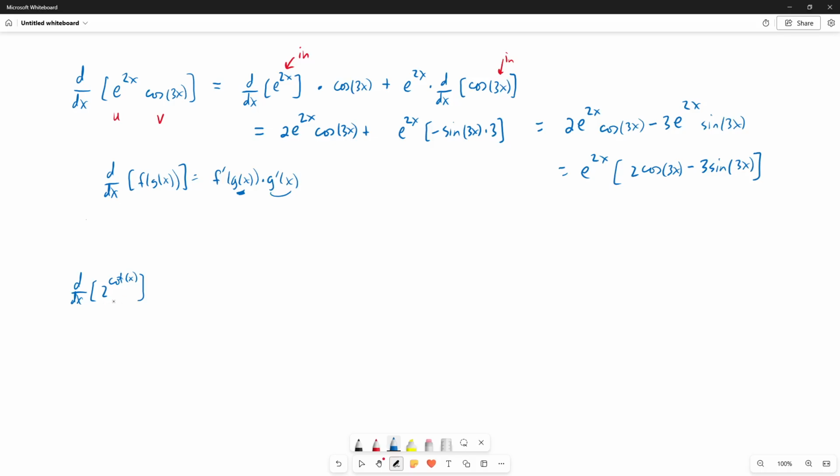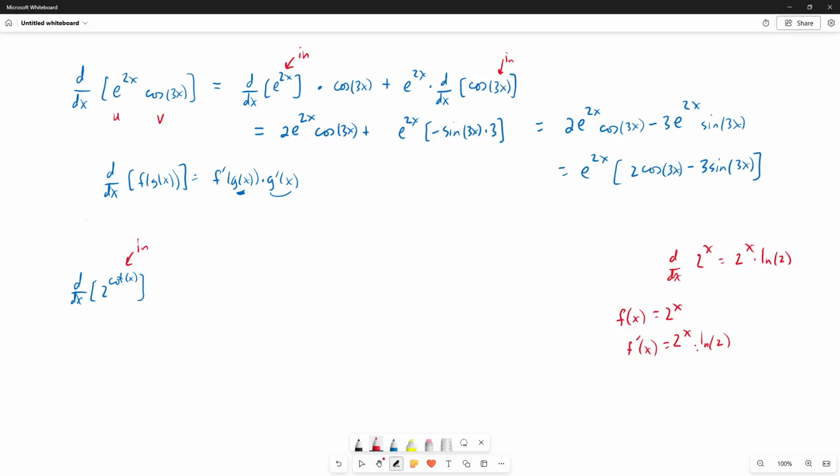For our second problem, we also have a composition. The cotangent function is inside of the function 2 to the x, and the derivative of 2 to the x is 2 to the x times the natural log of 2. So in other words, if f of x is 2 to the x, then f prime of x is 2 to the x times the natural log of 2.